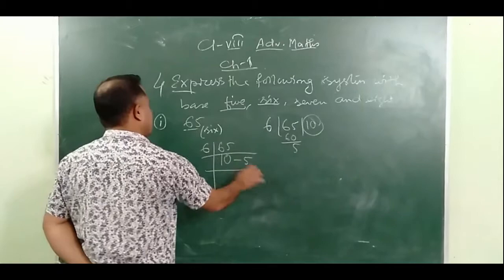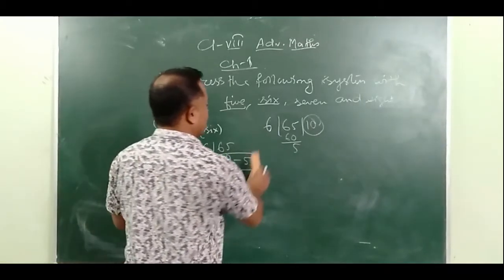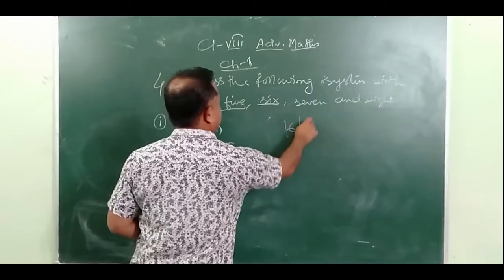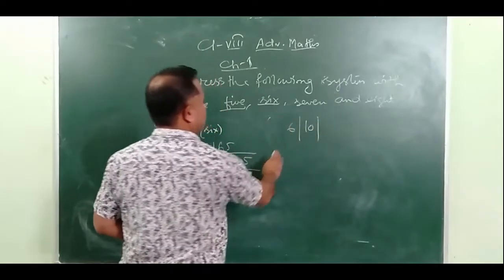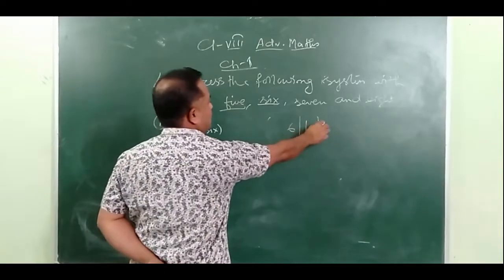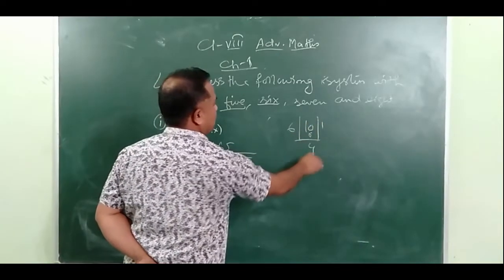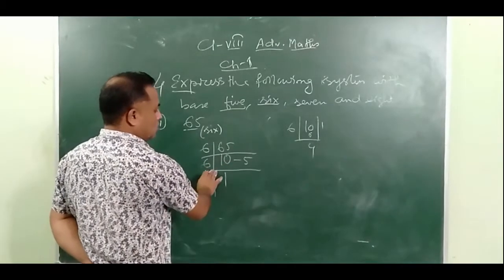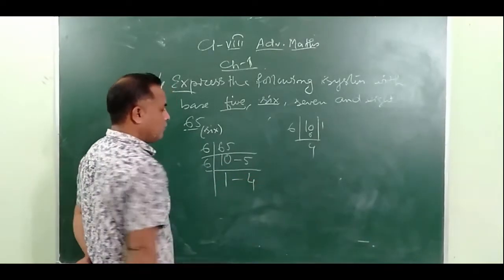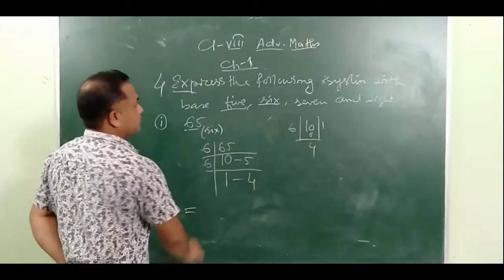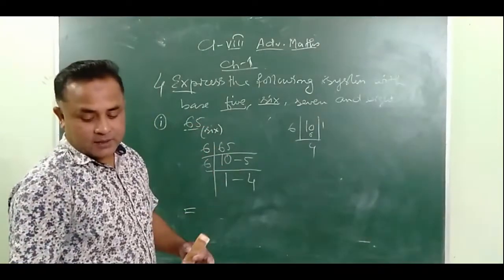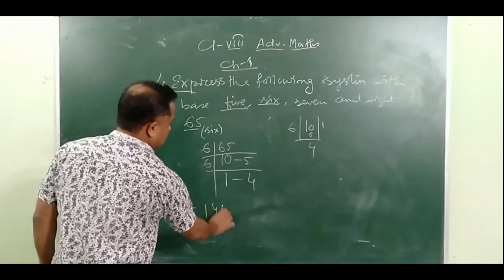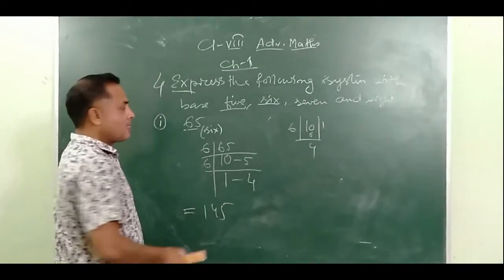Again, this I will divide with 6. 6 into 10, how many times does it go? 6 into 1 is 6. So the remainder is 4. So 6 goes once, and the remainder is 4. So the number in base 6 will be 1 4 5.